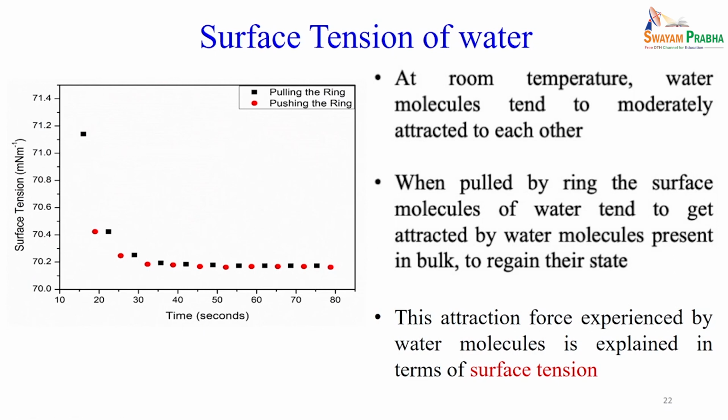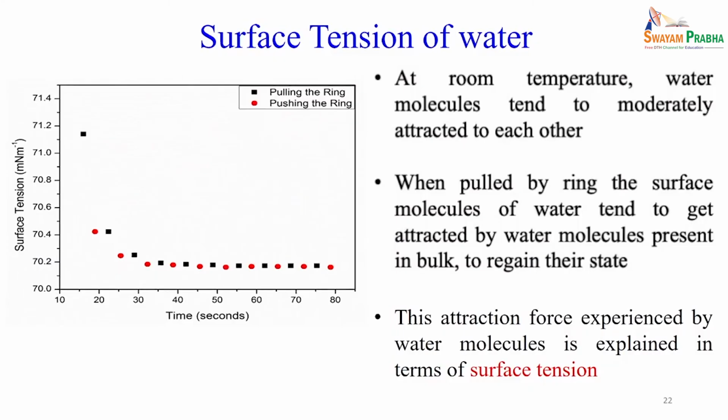So, the same phenomenon we are observing here: the surface tension in around 50 seconds or so is coming to the static value. So, it is a dynamic process and it reached equilibrium in about 50 to 60 seconds during the experiment. Here the surface tension of water we are measuring is about 70, the equilibrium value is coming 70.2.